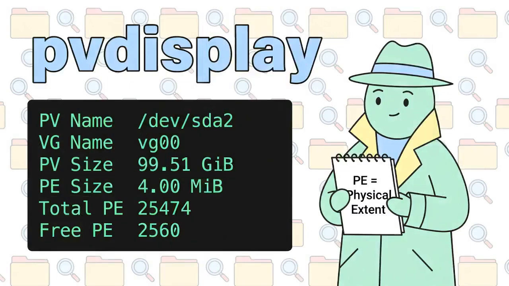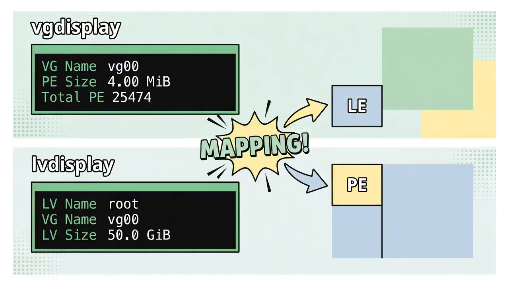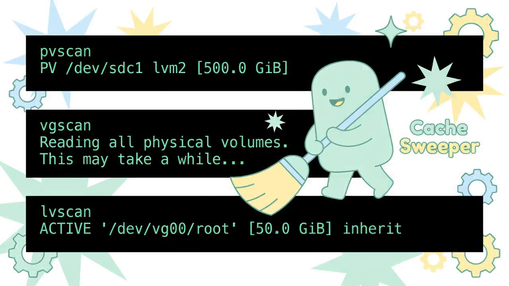When you need the full story, pvdisplay dumps every detail of a single physical volume. Its UUID, metadata version, physical extent size, total and free PE counts, and which VG it belongs to. It's verbose on purpose, built for deep inspection, not quick scanning. For volume groups and logical volumes, vgdisplay and lvdisplay do the same thorough job one level higher. They reveal internal extent mappings, how many physical extents back each logical extent, allocation policy, and the full chain from LV down to PE.